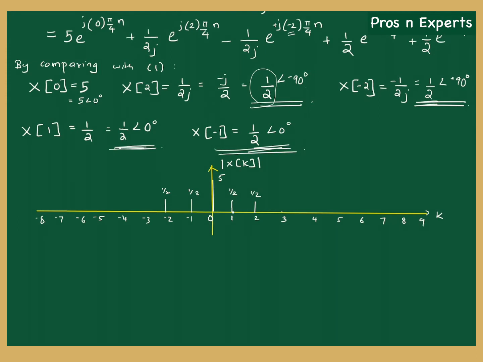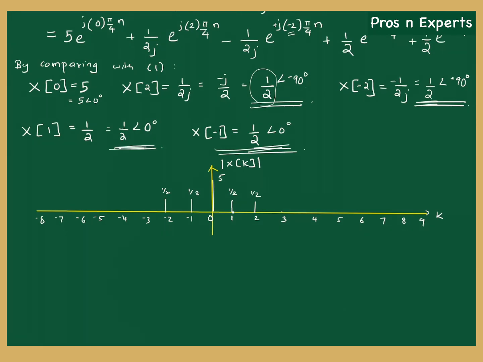Now there is something very important, because the plot is not over here. You may think that we have plotted x of 0 equal to 5, x of 2 magnitude as half, x of minus 2 magnitude as 1 by 2, x of 1 magnitude as 1 by 2, and x of minus 1 as 1 by 2. Total there are 1, 2, 3, 4, 5 plots, right?